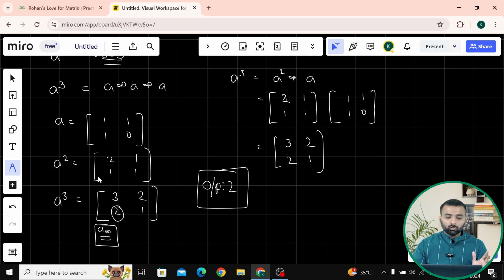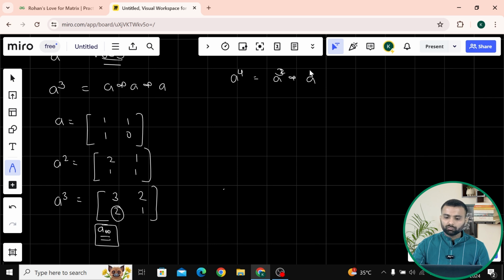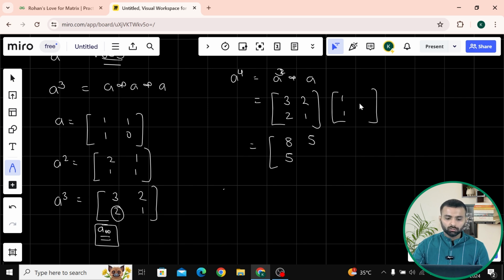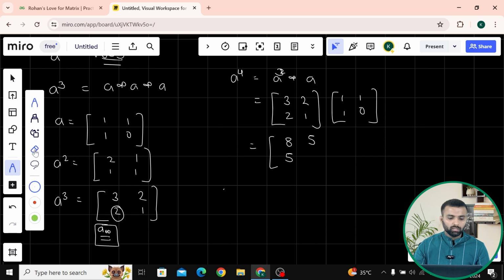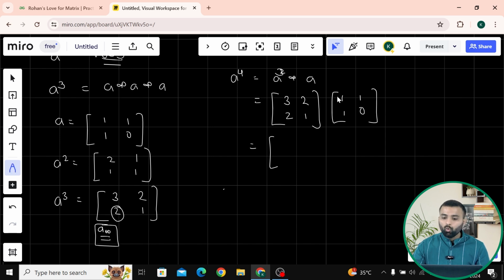Now, let's calculate A to the power 4 also to understand the pattern of it. So, A to the power 4 is A to the power 3 into A, right? So, we have A to the power 3, which is 3 2 2 1, and A is 1 1 1 0. Let's multiply now. So, if you see here, 3 into 1, 2 into 1, which is 5, right? And in this case, we have 3 into 1, 2 into 0, which is 3. In this case, 2 into 1, 1 into 1, which is 3. So in this case, 2 into 1, 1 into 0, which is 2, right?